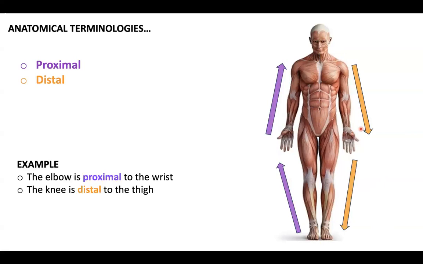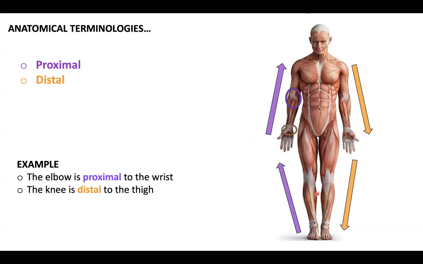So for example, elbow is proximal to the wrist. So here we have the elbow and here is the wrist. So elbow is relatively close to the origin or the attachment. So elbow is proximal to the wrist. But if we are comparing shoulder and elbow, shoulder is proximal, elbow is distal. So these are relative terms.